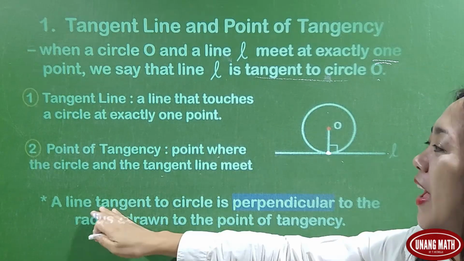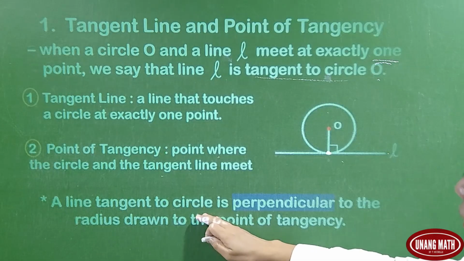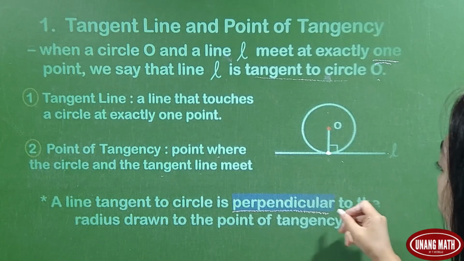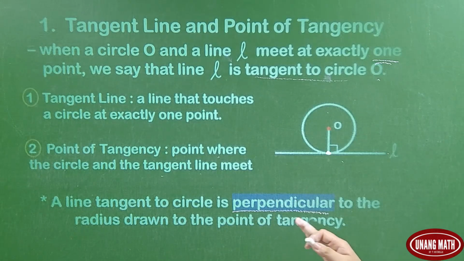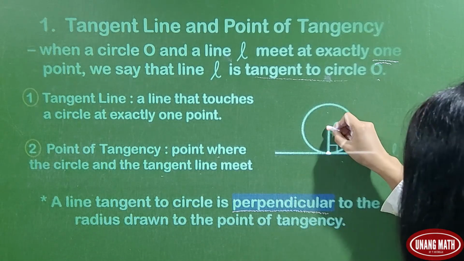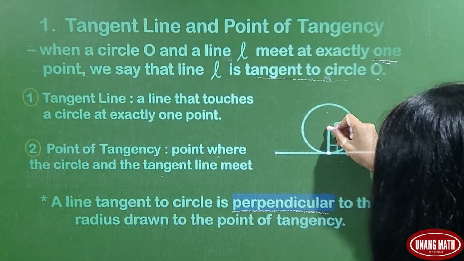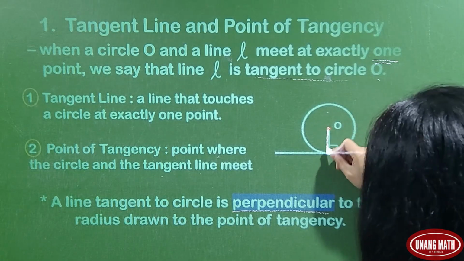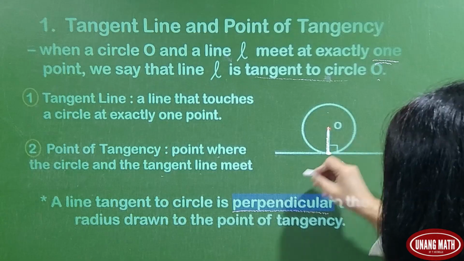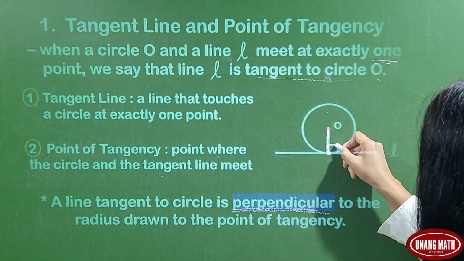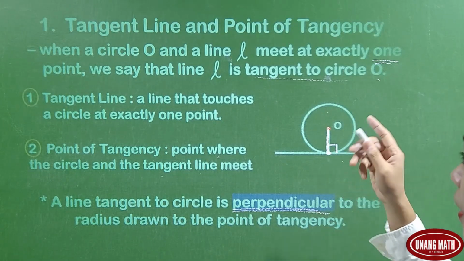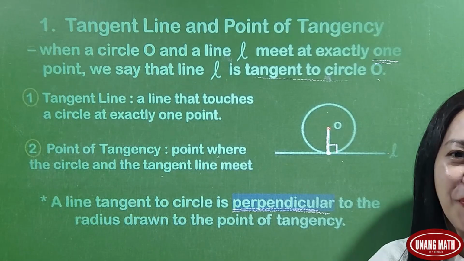Okay, now, a line tangent to a circle is perpendicular to the radius drawn to the point of tangency. Okay, what does it mean by this one? From this point to the point of tangency, if we draw a line, then that is perpendicular. From the word perpendicular, that means a right angle is formed.